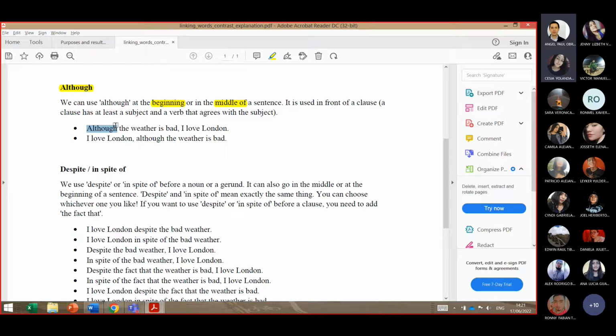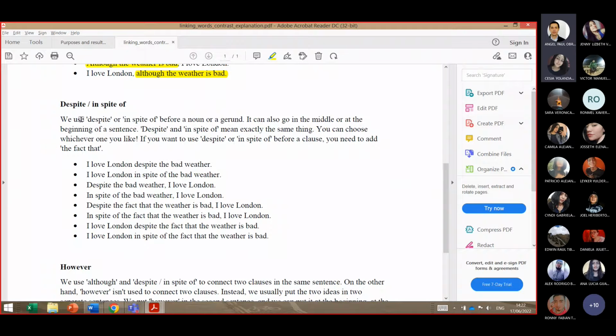Entonces, por ejemplo, aquí miren, tenemos en la primera cláusula, como dice aquí, tenemos la coma, ¿sí? Y tenemos el although, está en la primera cláusula. So, although the weather is bad, I love London. I love London, although the weather is bad. O sea, puedo poner de las dos formas, ¿sí? Entonces puedo poner después de la cláusula principal, ¿sí? O puedo poner al principio, miren, although the weather is bad, I love London, ¿sí?